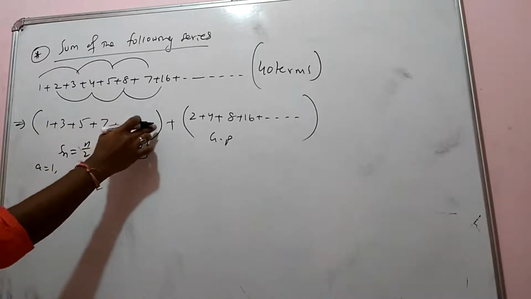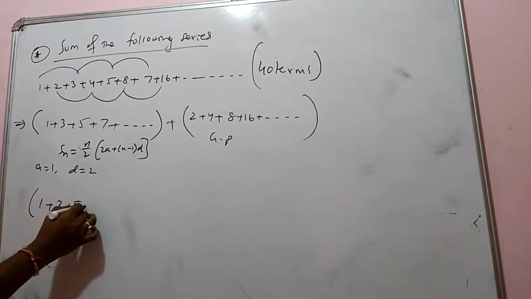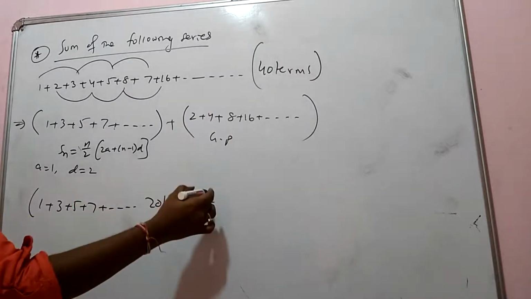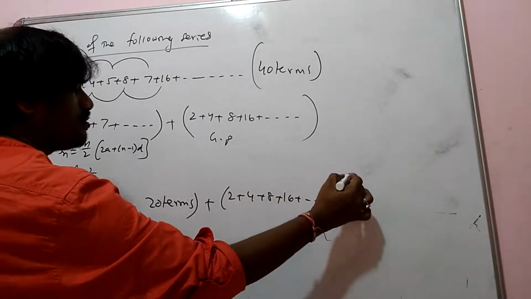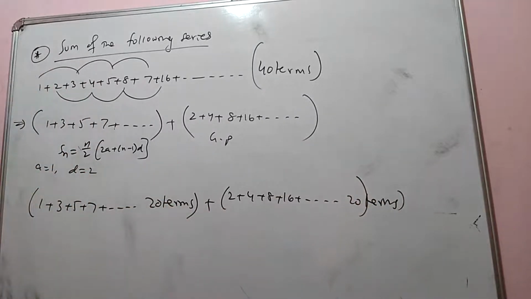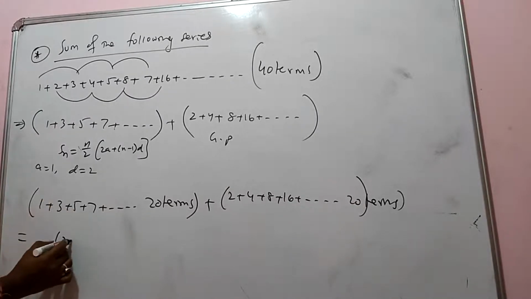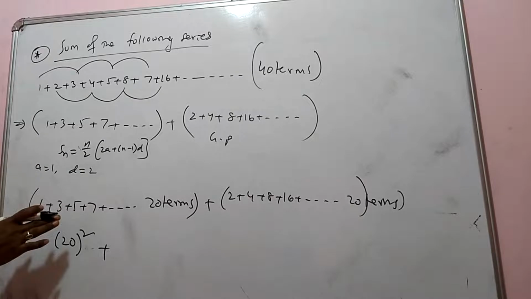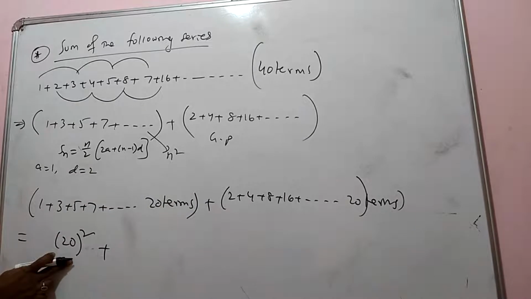So how many terms will there be? 40 terms in total, so in 1 plus 3 plus 5 plus 7 there are going to be 20 terms, and in 2 plus 4 plus 8 plus 16 there are going to be 20 terms. Both 20 and 20, then only 40 terms come. So this is the sum of odd numbers, n square, so 20 square is the answer. So the addition of this is 20 square. If you go this way, you can do it. I know n square is the formula, so I'm using 20 square.